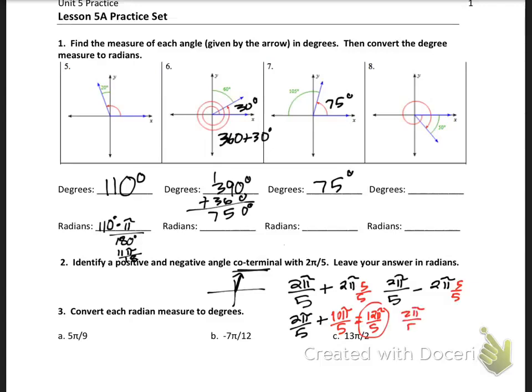And you're home free. Correcto mundo? That's it. That's the process. You just need a common denominator for your multiple of 2 pi that you're adding or subtracting, and all will go well. So negative 8 pi over 5.